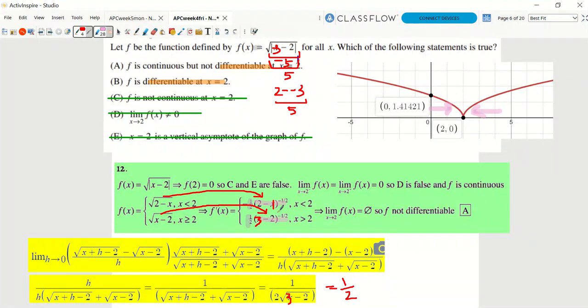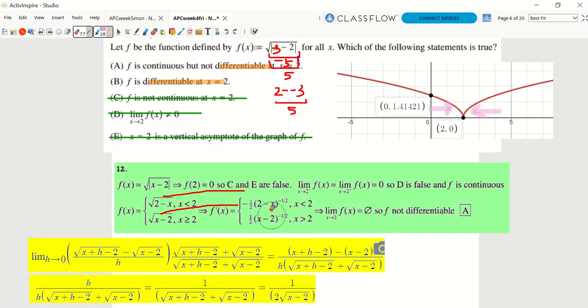Or better yet, you can plug in 0 over here, and you're going to get 2 over here, to see if they are approaching the same, to see if there is a slope at x equals 2. So you plug in 2 into here. 2 minus 2 is 0. Root 0 is 0, and 2 times 0 is 0, 1 over 0 is undefined. So the slope is undefined at x equals 2.